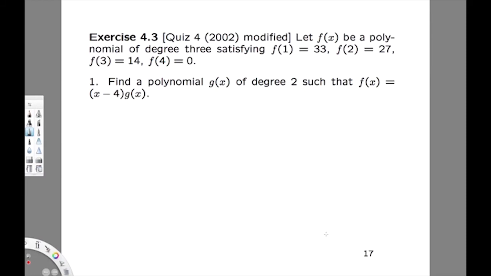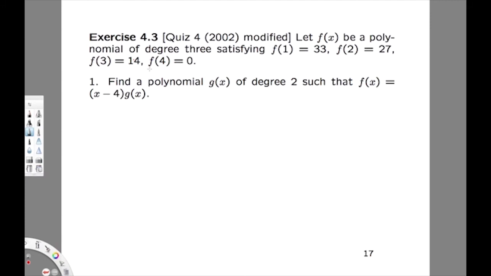Okay, this is a little different from the straightforward problem. Here we want to find a polynomial of degree 3 satisfying f of 1 is equal to 33, f of 2 is equal to 27, and so on. And the first problem said to find the polynomial g of x of degree 2 such that f of x is equal to x minus 4 times g of x. Why can we find such a thing?